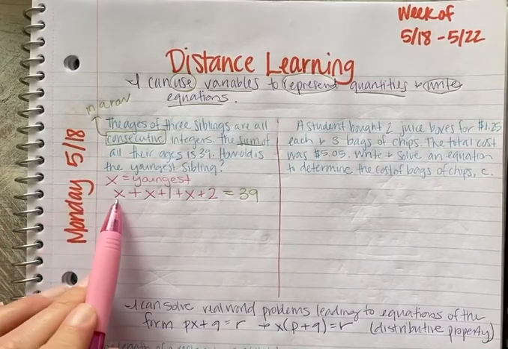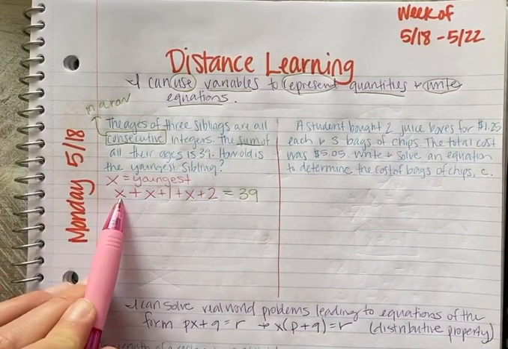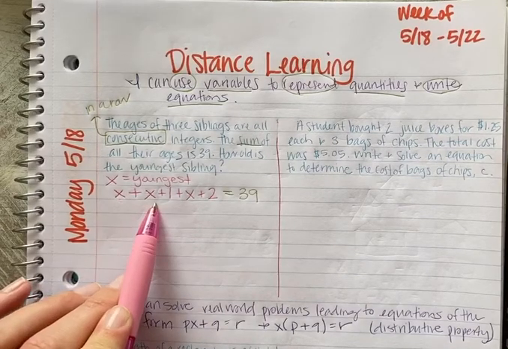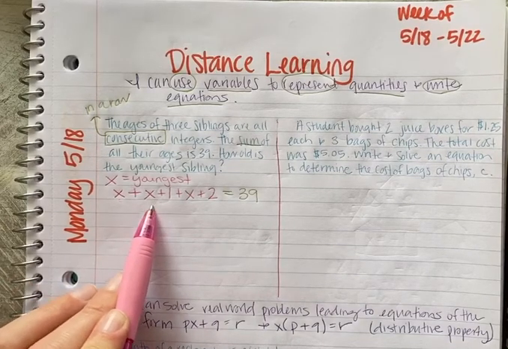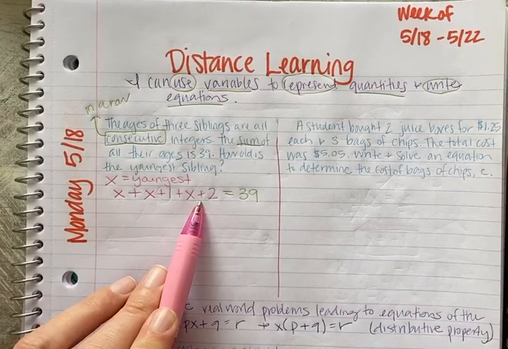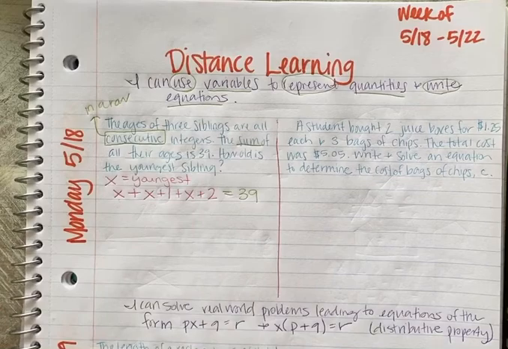Okay, because we have X is the youngest. Consecutive means in a row. So the next sibling would be the same age plus 1, and the next sibling would be the same age plus 2. So algebraically, how we would solve this, we would combine like terms.